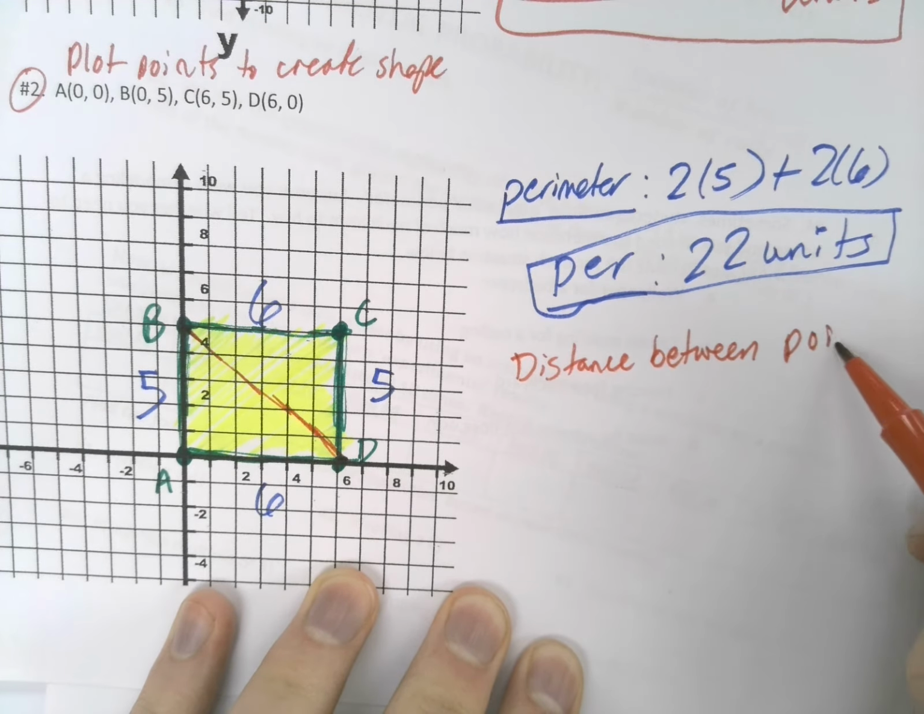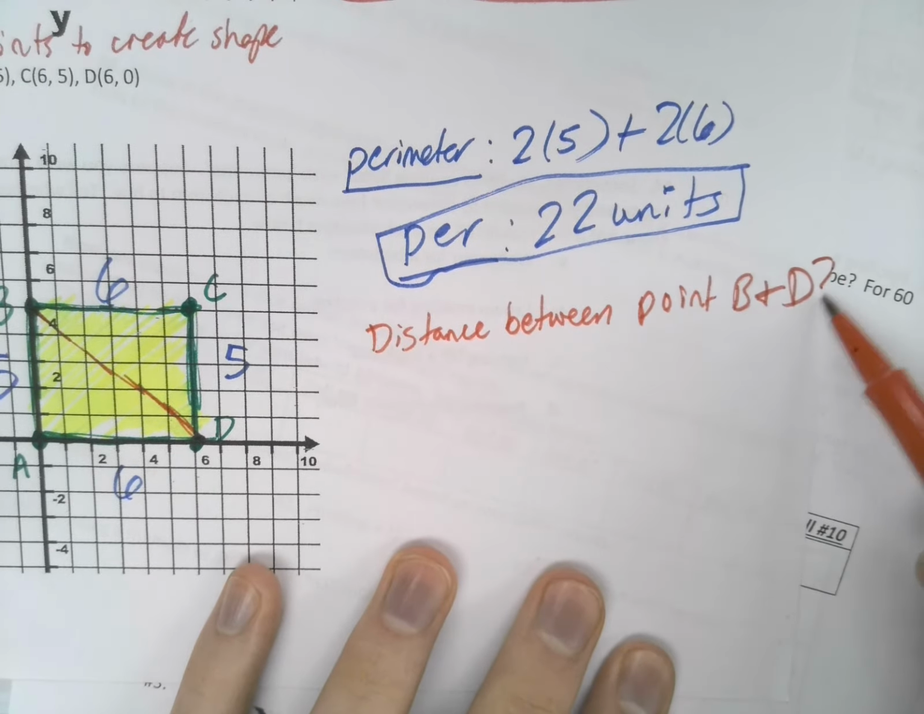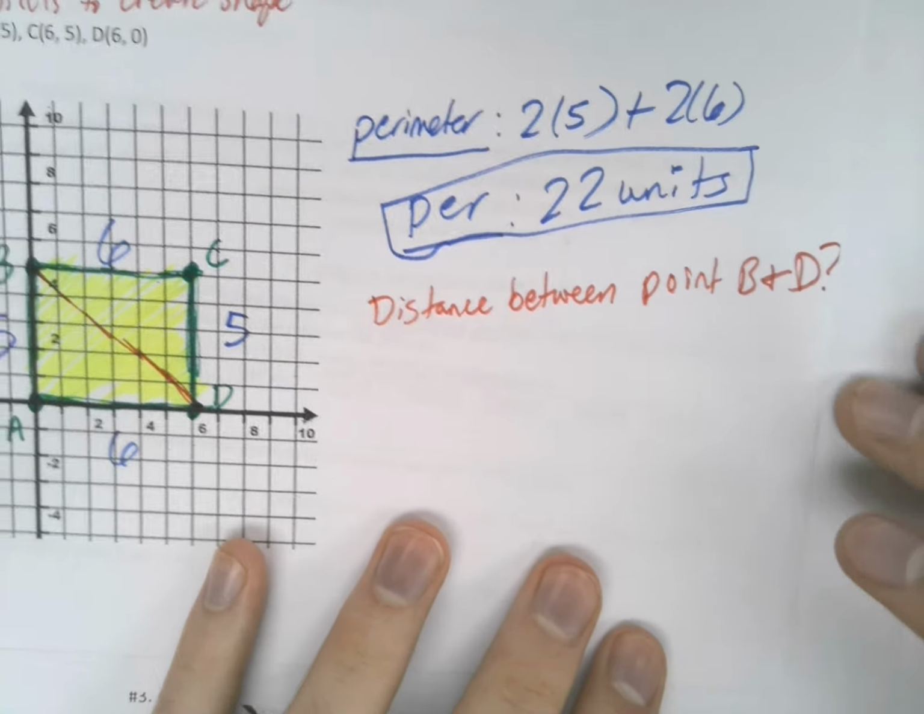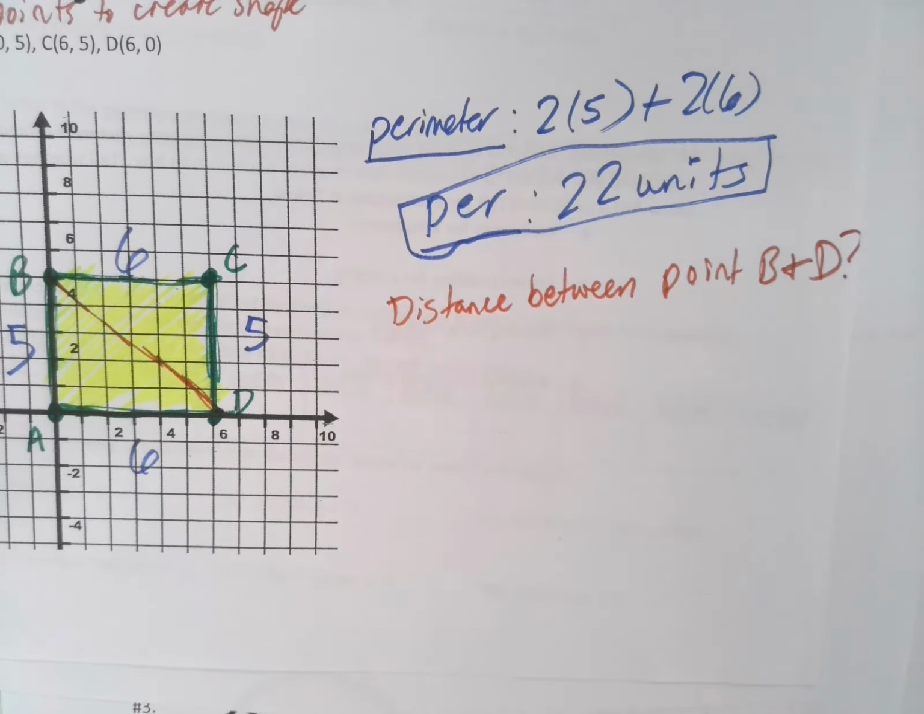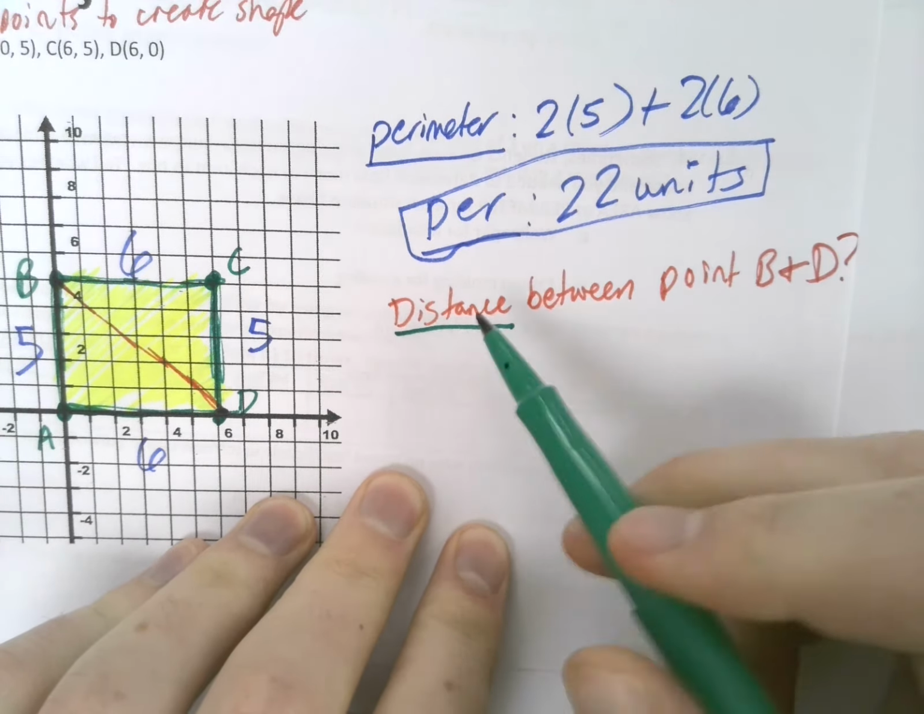So, the distance between point B and D. I'm going to pause the video for a second. I want you to think about how we could find the distance between these two points. Some of y'all might be calling me a moron right now, because I literally said the word itself. We're going to use the distance formula.